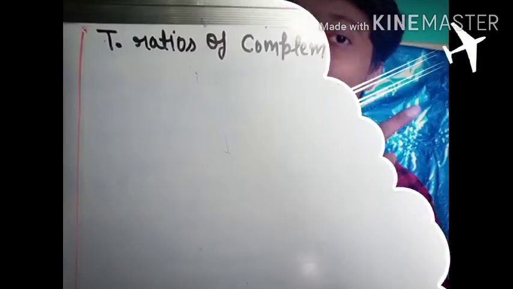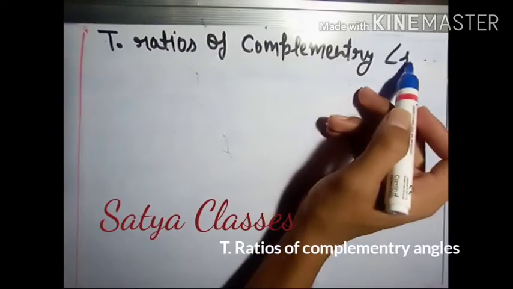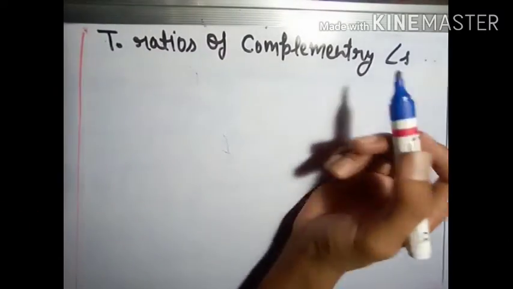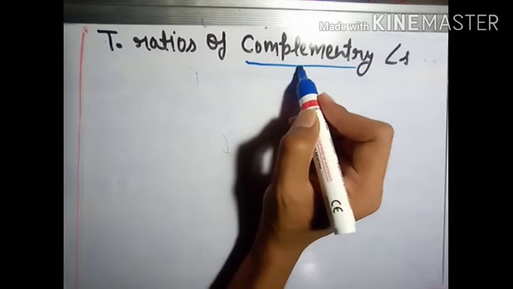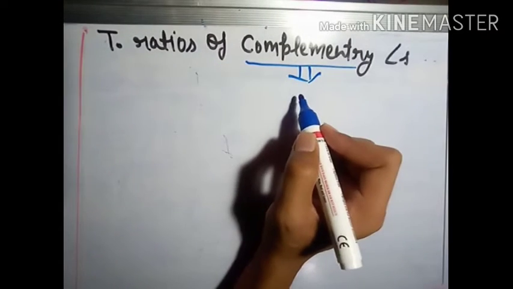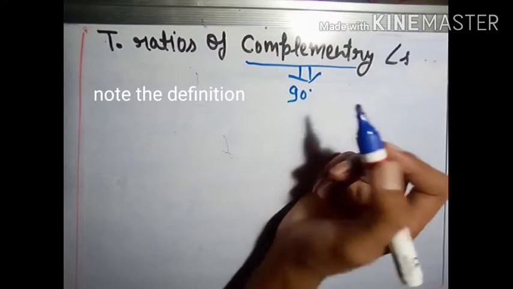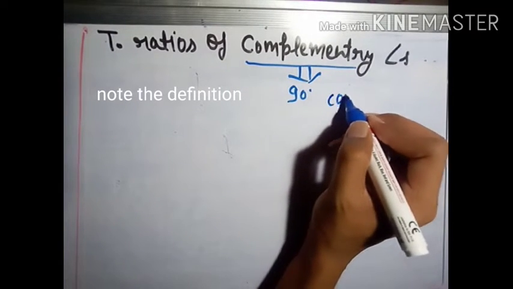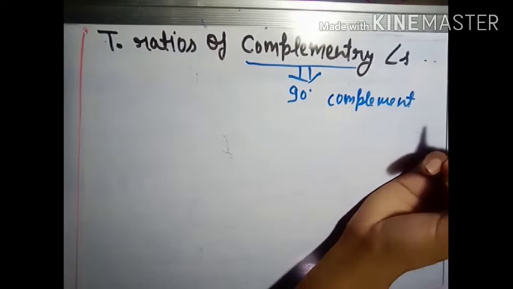So coming up to learn about trigonometric ratios of complementary angles. Before I proceed, I would like to tell you what the word complementary means. It means when two angles are added and their sum is equal to 90 degrees, they are said to be complement of each other.